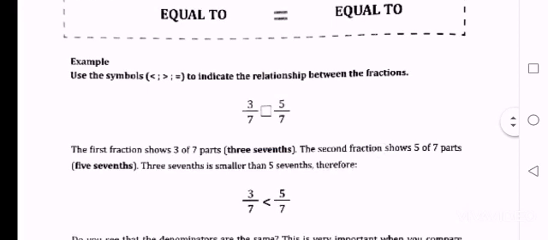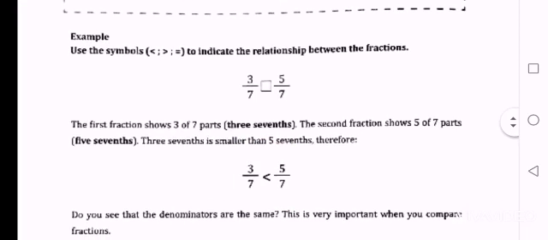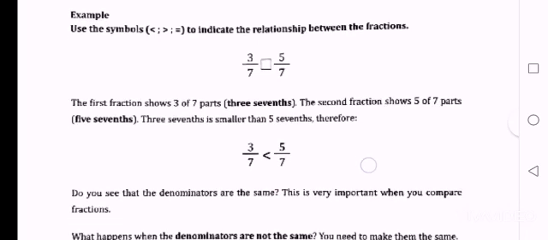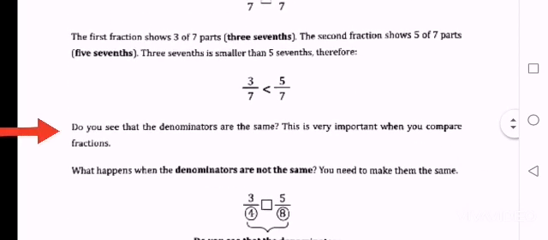Okay, the first fraction shows 3 of 7 parts, which you call 3/7. The second fraction shows 5 of 7 parts, which are 5/7. 3/7 is smaller than 5/7. Therefore, you'll use the smaller than sign. Do you see that the denominators are the same? This is very important when you compare fractions.